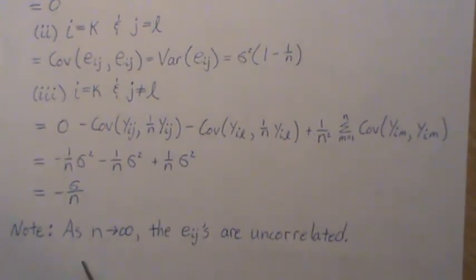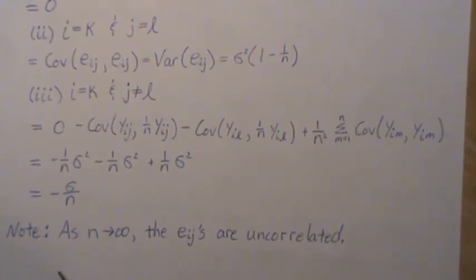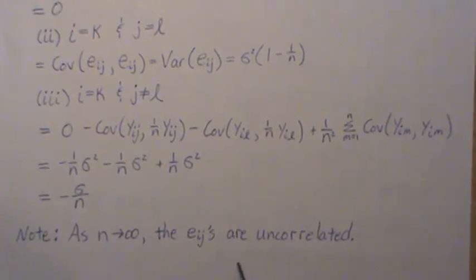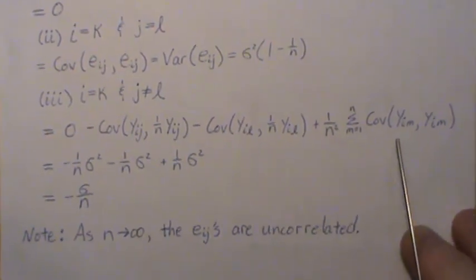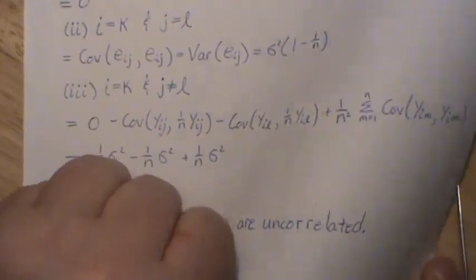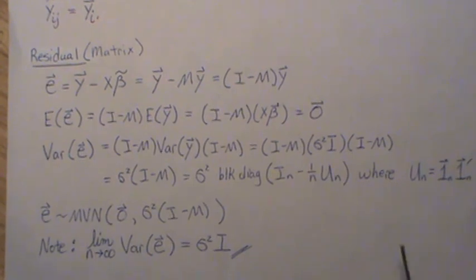And now note that as n goes to infinity, the covariance goes to 0. And so the EIJs are uncorrelated asymptotically. And so we're finished proving the distributional properties. In scalar form, of course, it took much longer to prove, but it ends up being the same.